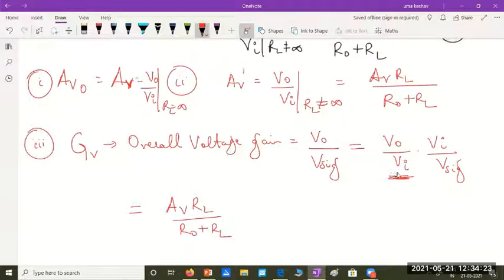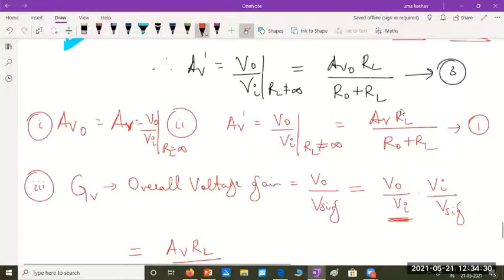So the value of this first ratio, if you want, you call this equation 1. We have given equation numbers. Okay, call this equation 4.